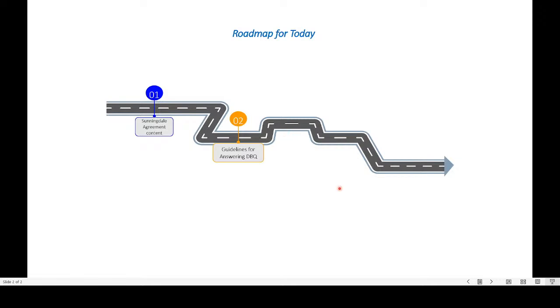Next, we're going to look at the guidelines for answering the documents-based question and how the questions are structured. I'm going to give you examples of types of questions that come up for each section within the documents-based question and how we must answer those to maximize the marks that we receive.